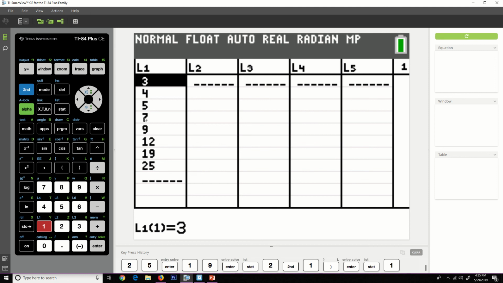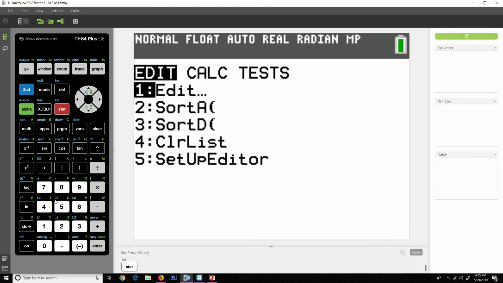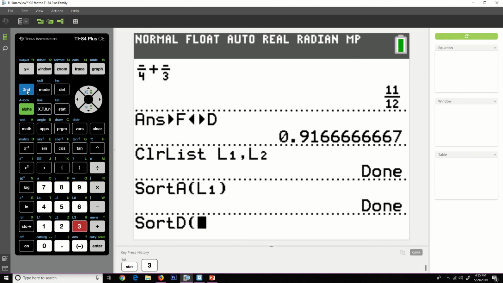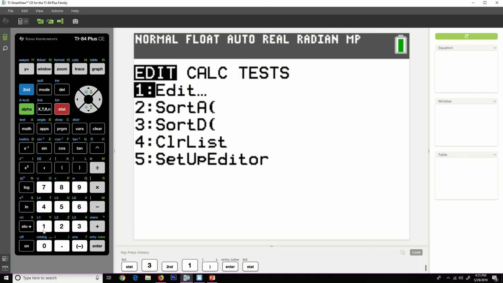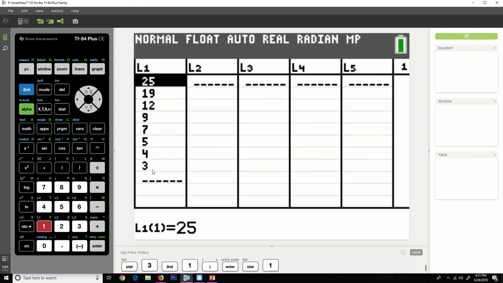So now when I hit stat and edit, we can see that it has been listed from smallest to greatest. And now if I want the 25 on top and I want it going down, it's a simple matter of going to sort D, and again telling it what list I want to sort. And now when I hit stat and edit, the 25 is at the top, and those data values have been listed in descending order.